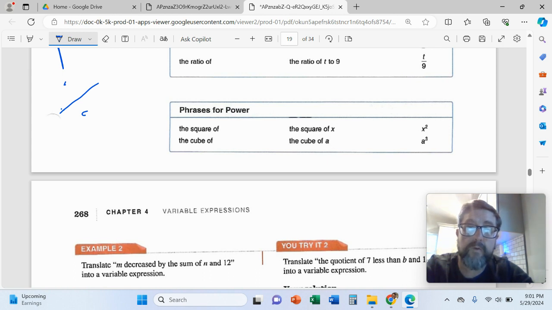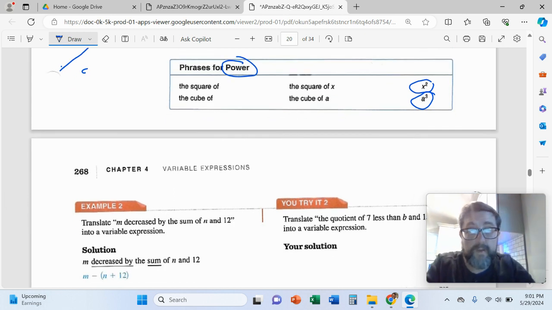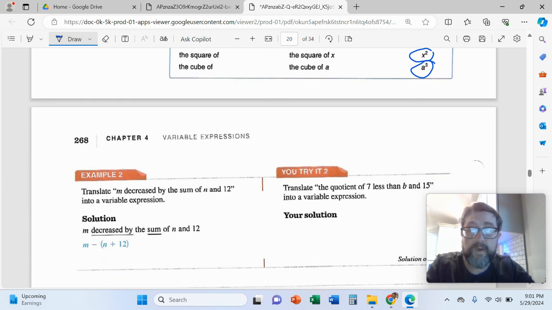Okay, the square of, the cube of. These are phrases for powers. And powers are the numbers with the little number up there that tells you to multiply it by itself however many times. So you have x squared, you times x by x. You have a cubed, you times a by a by a, 3 times. It's not 3 times a, it's a times a times a, doing it 3 times.